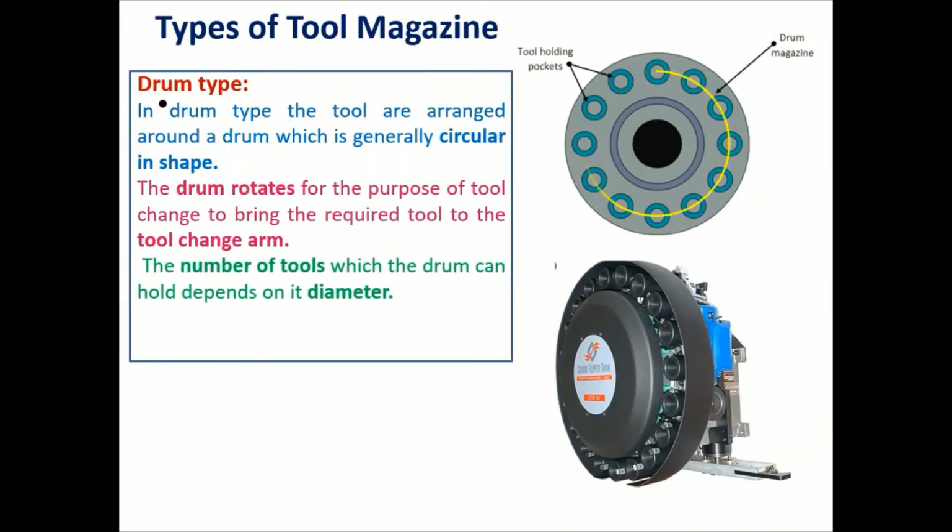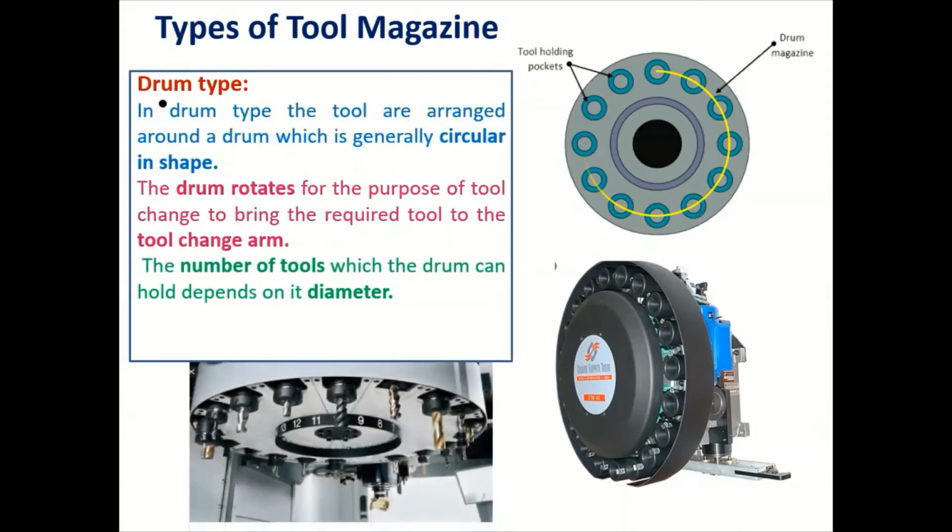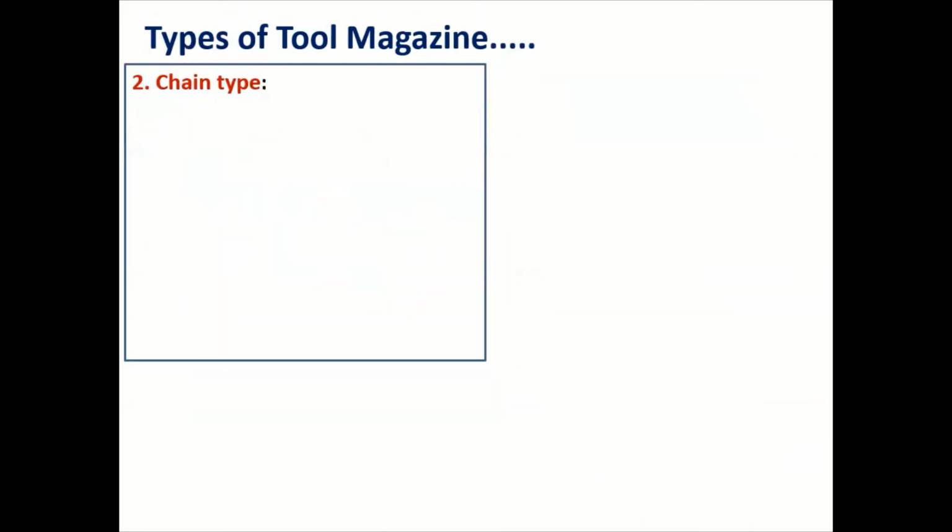The number of tools which the drum can hold depends upon its diameter. As we change the diameter, when we are locating the tools, we give a proper sequence to them: 1, 2, 3, 4, like that. As the diameter of the drum increases, we can locate more tools. But basically this drum type is used for storing a lower number of tools. If you want to go for a maximum number of tools, then we go for the other one, that is the chain type.